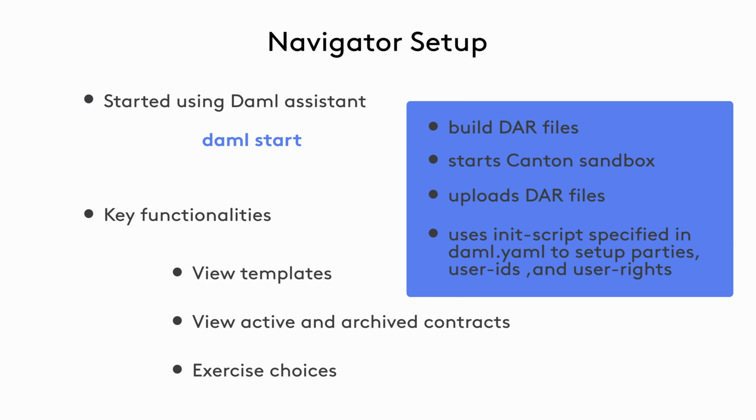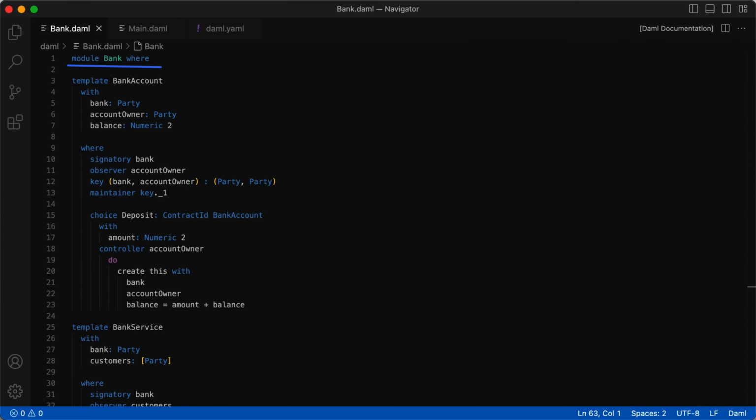To see these steps in action, let's first set up the scenario with a Daml template. Here's a module named Bank that has a template BankAccount. It has bank and account owner as parties and a balance as Numeric 2. Bank is the signatory and account owner is the observer. The account has a key with bank and account owner parties as its two components, which will ensure that an account owner can only have one account. There's only one choice, Deposit, for which account owner is the controller.